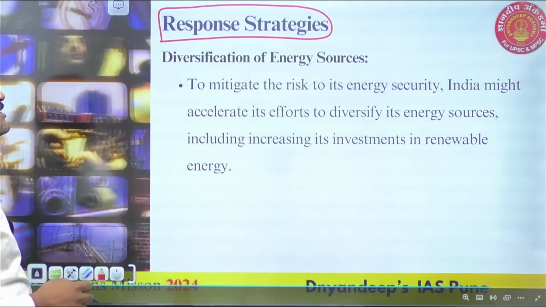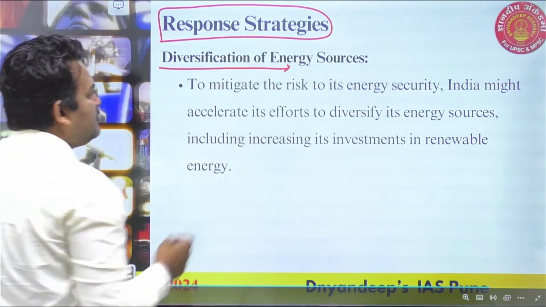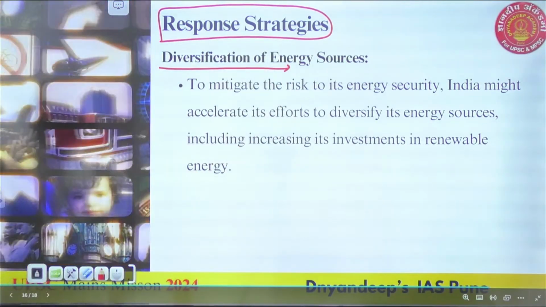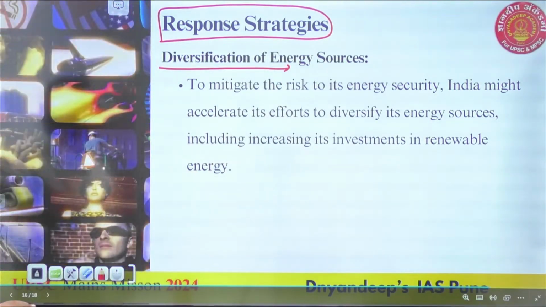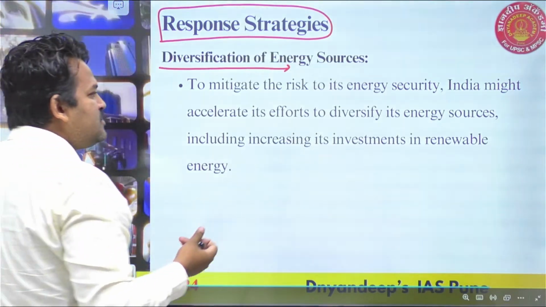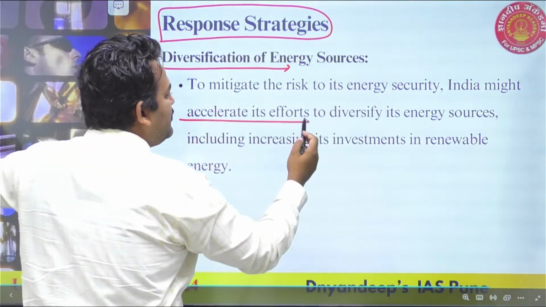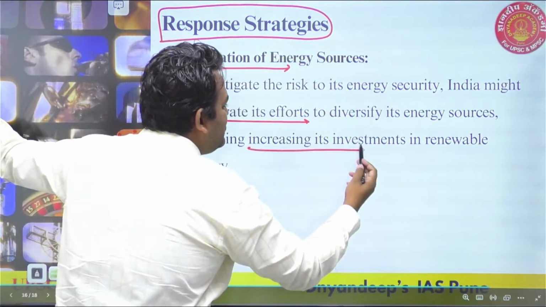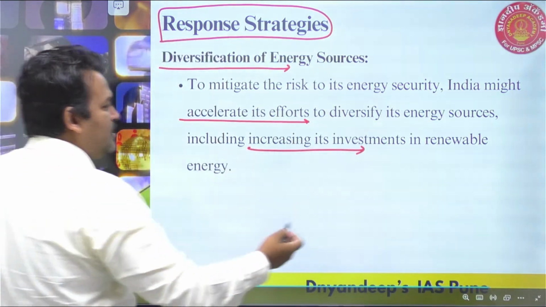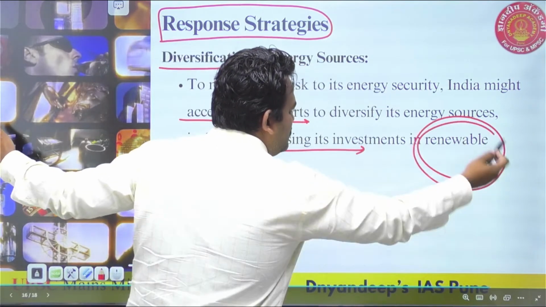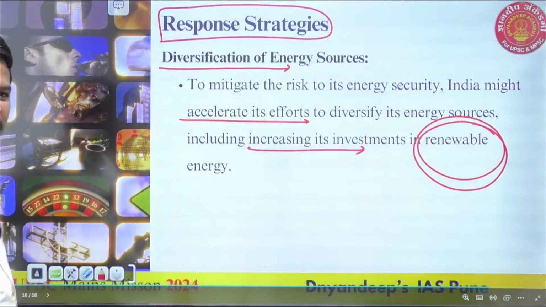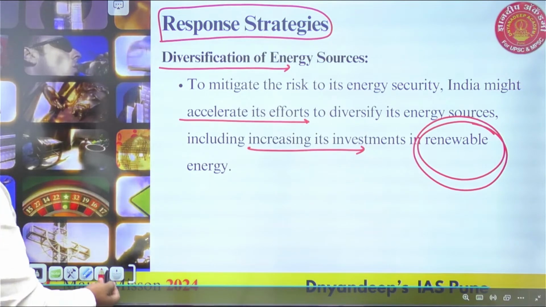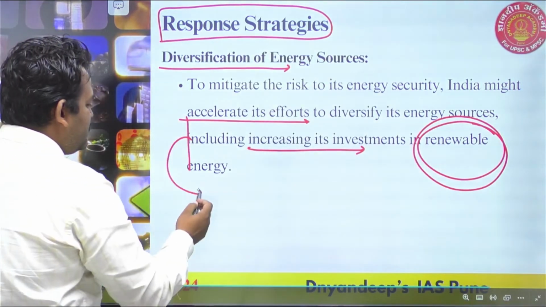Okay, so response strategies. First response strategy will be diversification of energy sources. To mitigate the risk to its energy security, India might accelerate its efforts to diversify the energy sources, including increasing its investment in renewable energy, right? So try to bring some current affairs as well. Okay, let's say India is focusing positively in this direction.